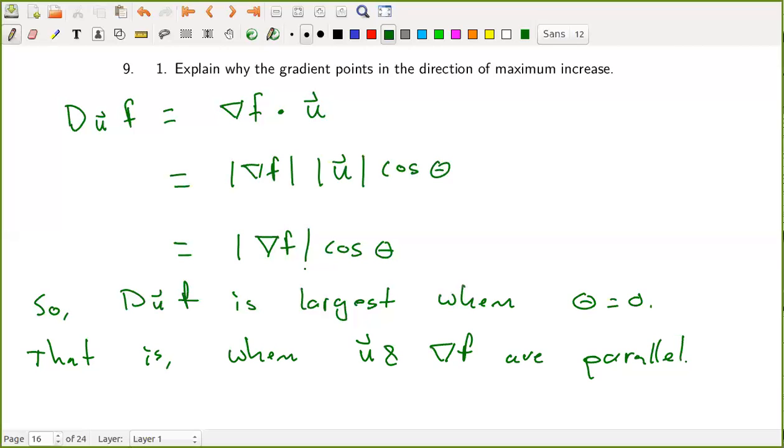Okay, so the biggest the directional derivative is going to be is when the gradient of f and the direction that you're going in have the same direction. And that explains why the gradient points in the direction of maximum increase.